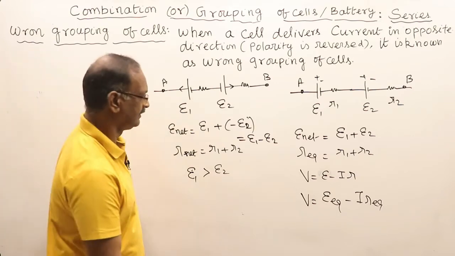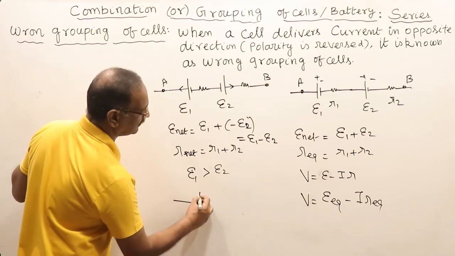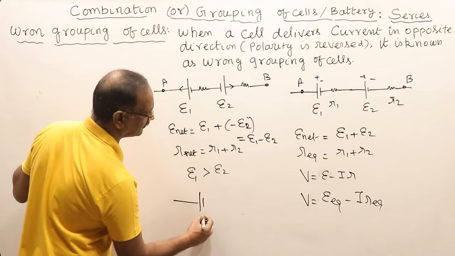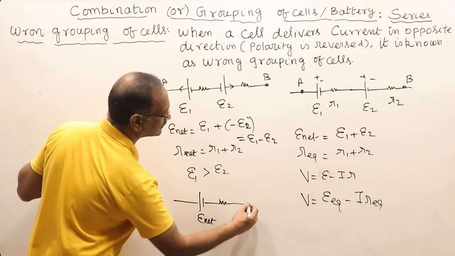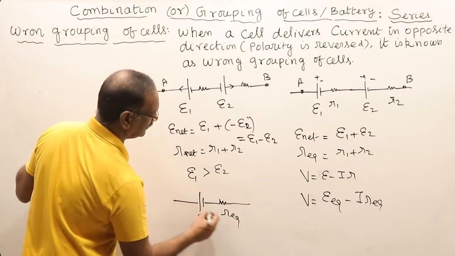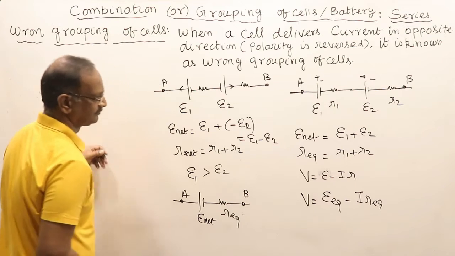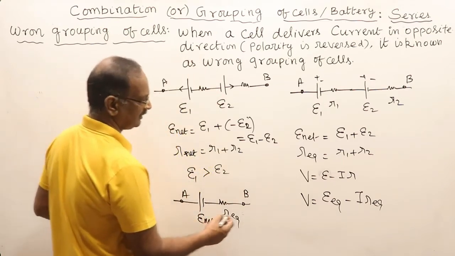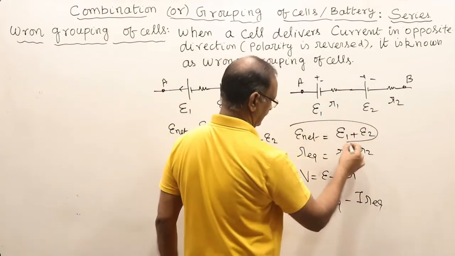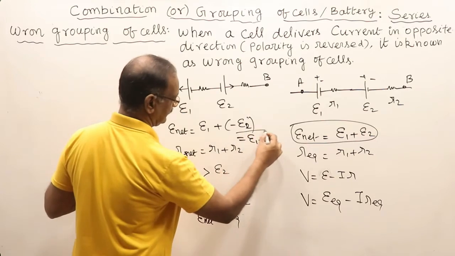Let us take another example. Here also the equivalent circuit has EMF E net, or equivalent, with terminal A and terminal B. The case is the same, but E net is different: in the proper connection the EMF is more, here the EMF is less.